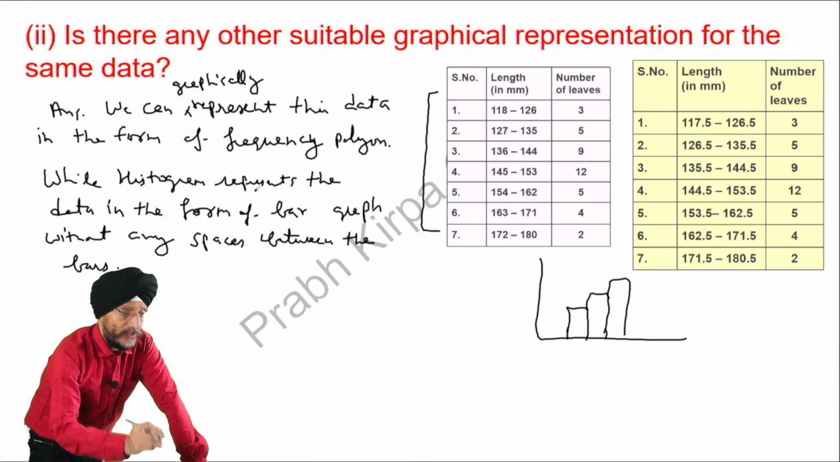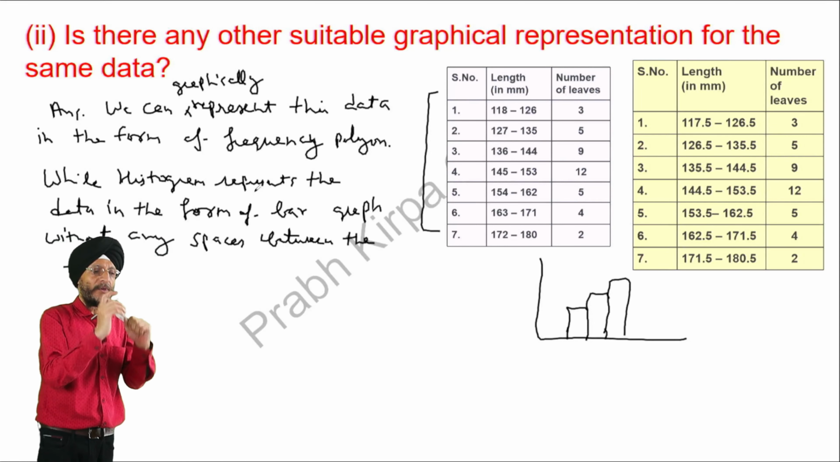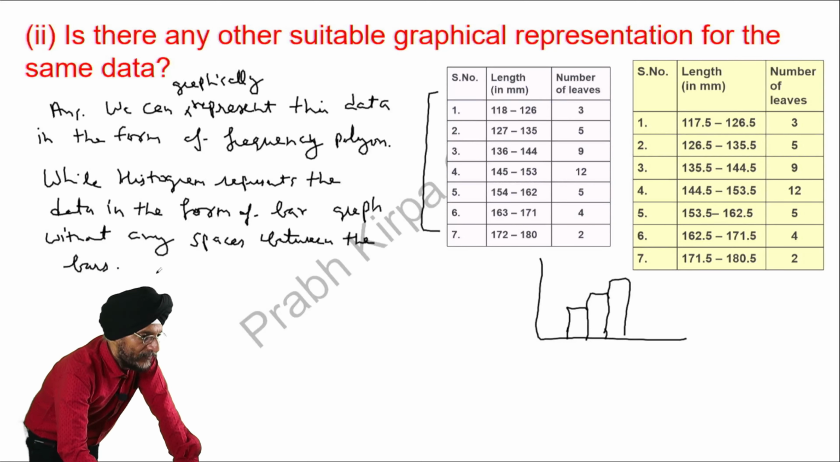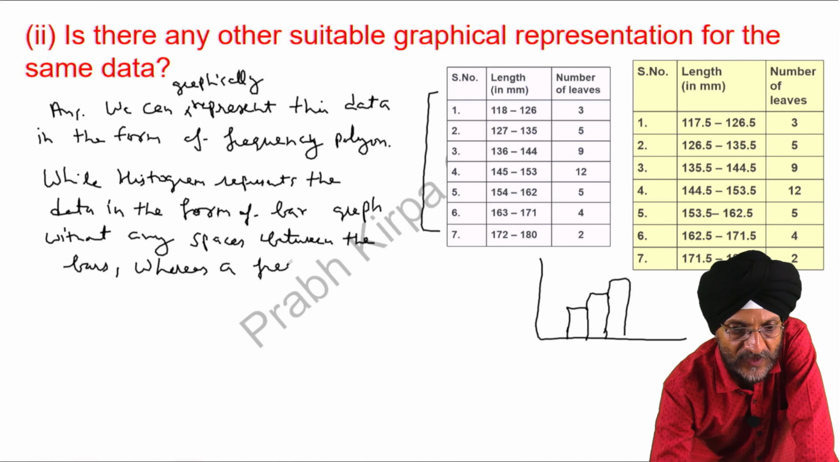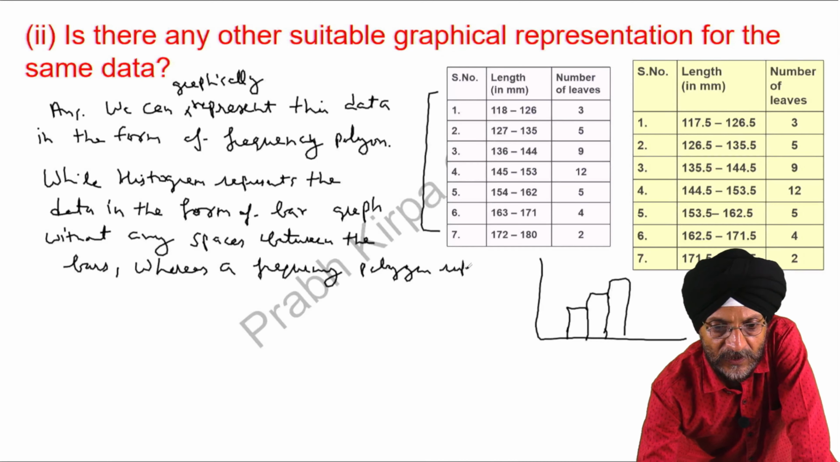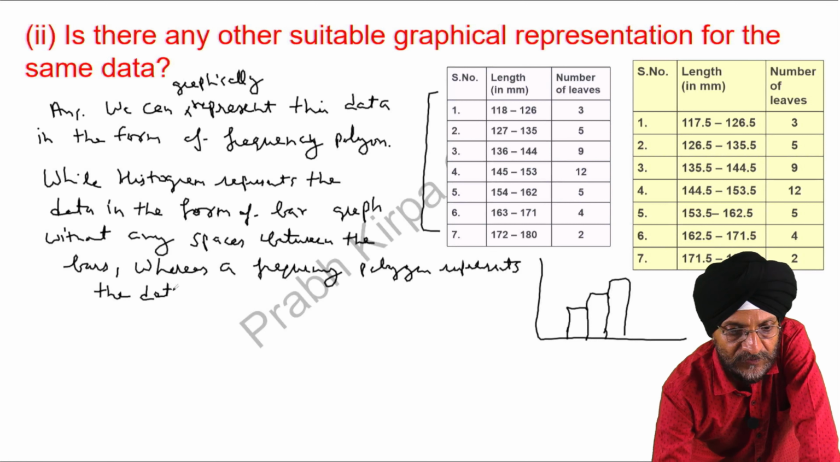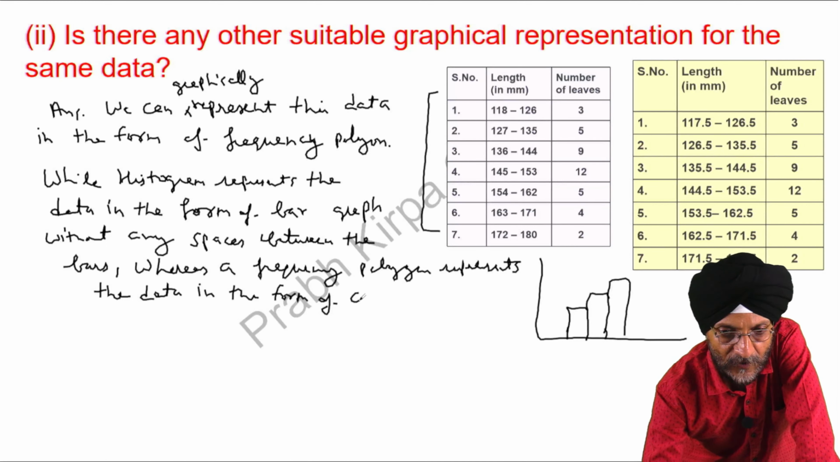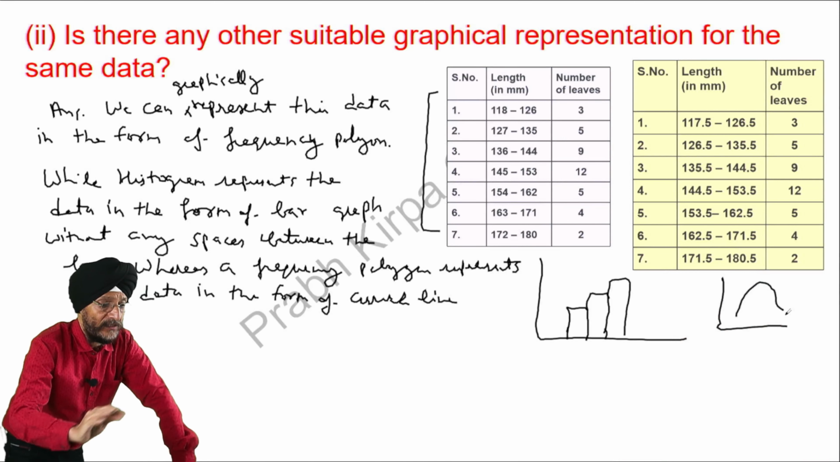Here we are understanding the difference between histogram and frequency polygon, because there may be a question in the exam. Whereas a frequency polygon represents the data in the form of a curved line. That is, it depicts the data in this form depending on the data, a curved line.